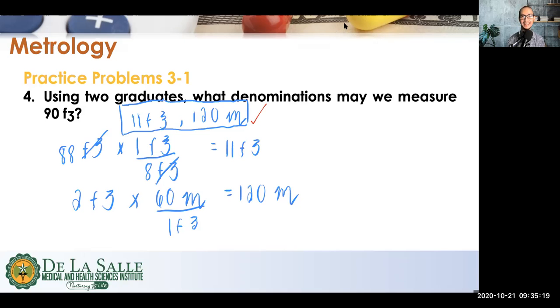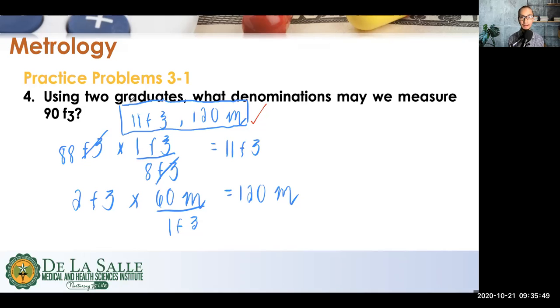Ayan. So, we have this, no? This is the first time that I've seen this answer, but it is also correct, no? Kasi what is just being asked is to represent 90 fluid grams using two graduates. Okay, what if the pharmacist has these graduates, no, yung minims and ounce. Okay, so ganun niya measure yung kanyang liquid.